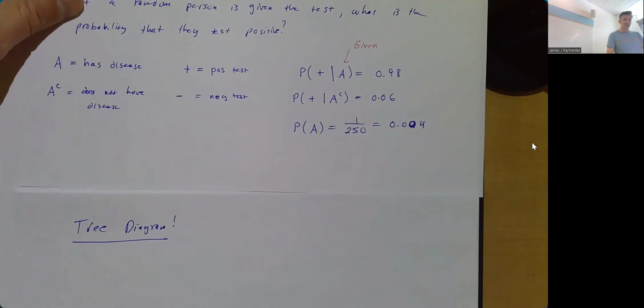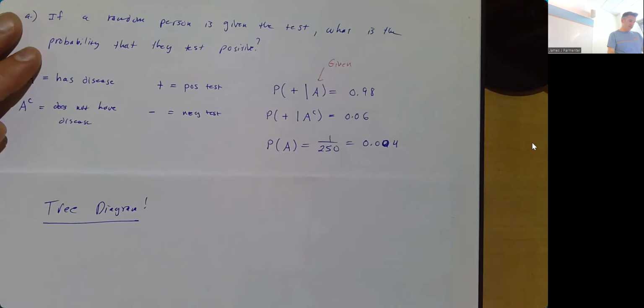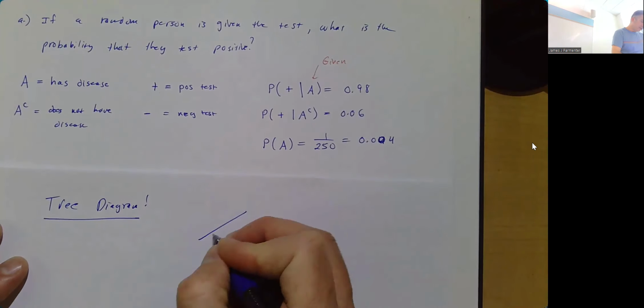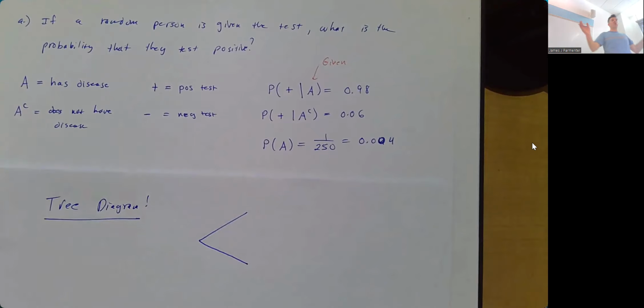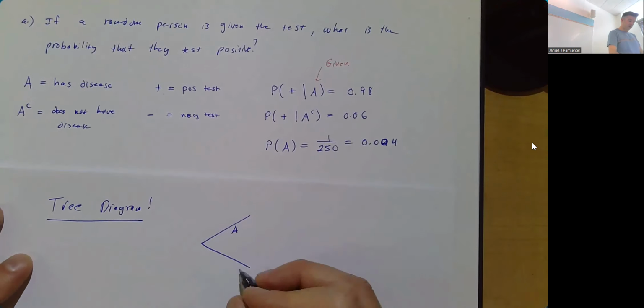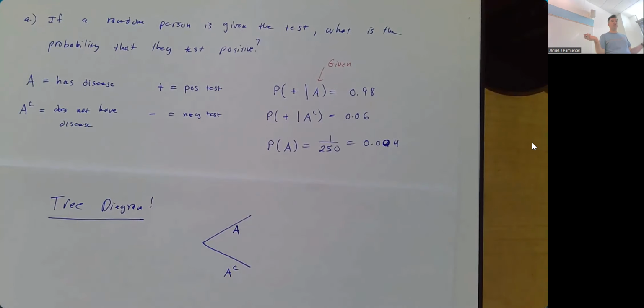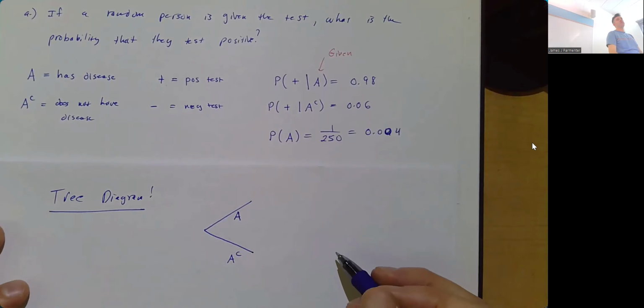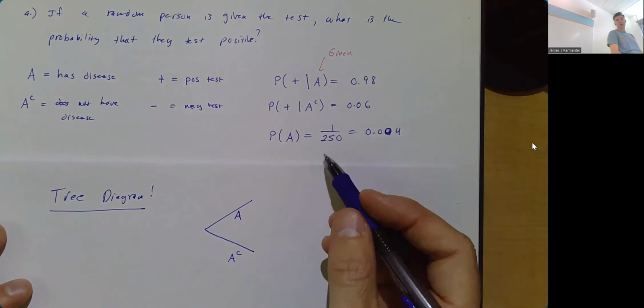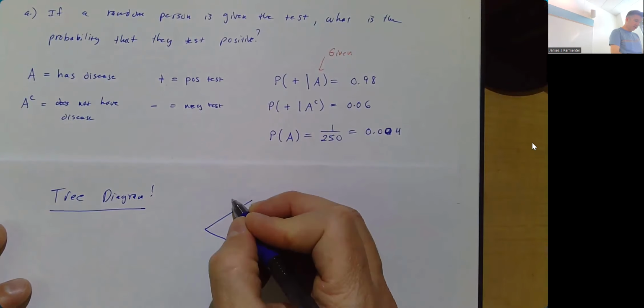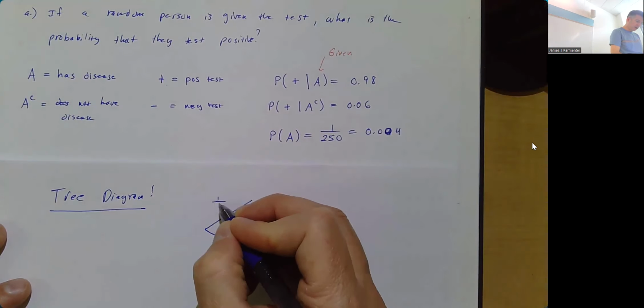So here is our tree diagram. At the first juncture, you have two choices. The person can either have the disease or not. One of those two things has to be true, right? For everyone, they either have this thing or they don't. What's the probability that they have the disease? 1 in 250, or 0.004. So this probability here, the probability of A, is 1 in 250.